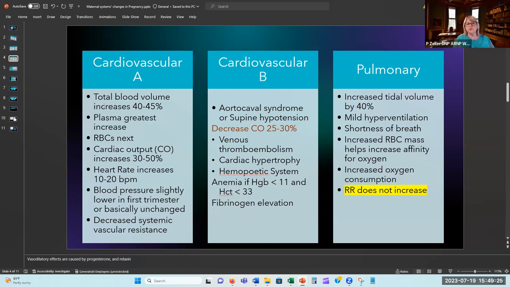The heart is larger during pregnancy. It's a little hypertrophied. It's actually moved, I think, in this direction. I can't remember which direction it's moved to because it's bigger. So the PMI has changed.